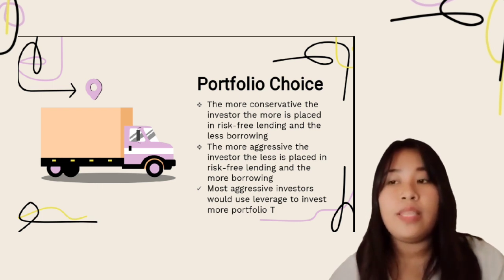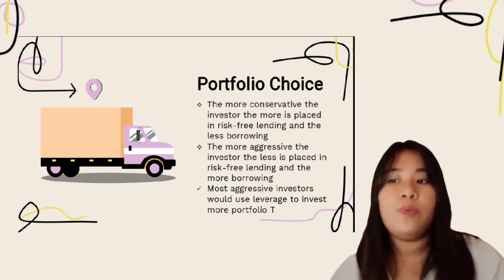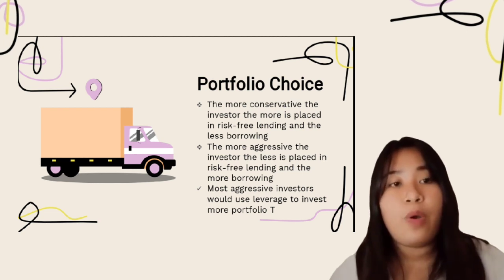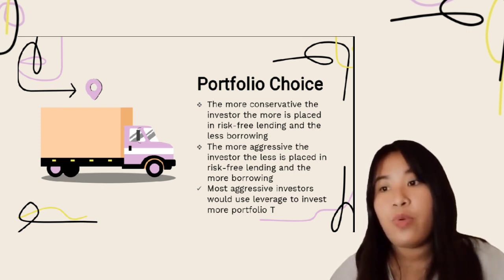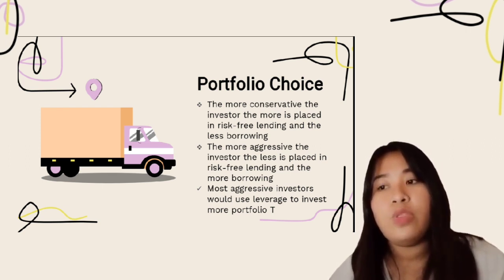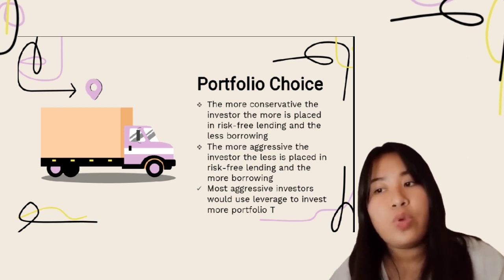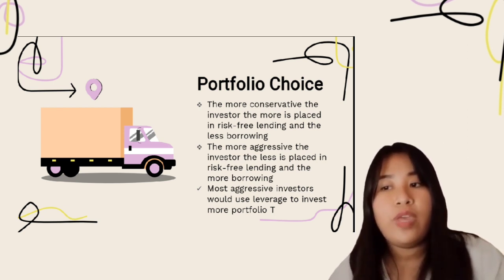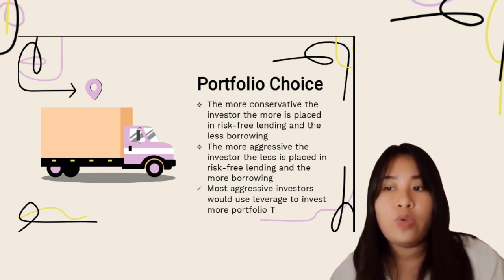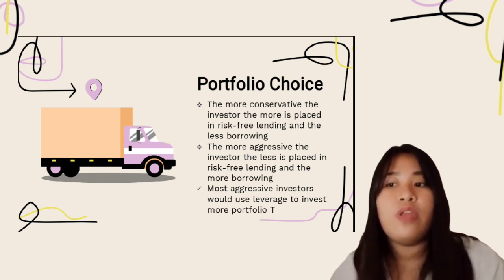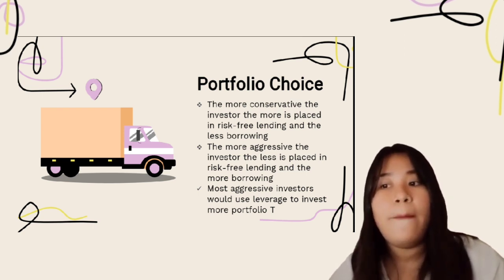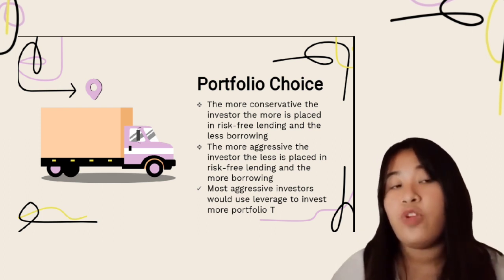So, dito naman is baligtad siya. The more na aggressive yung investor mo, less siya sa lending naman, yung risk-free niya, and marami naman sa may borrowing. So, sabi dito, most aggressive investor would use leverage to invest more portfolio. So, sabi dito, karamihan sa mga aggressive na investors, gumagamit sila ng leverages, means mga cash, mga ganun, para mag-invest pa sa maraming portfolio.